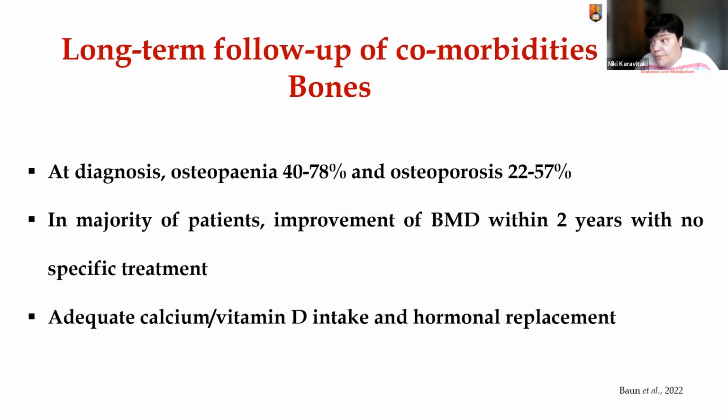How about bones? Osteopenia at diagnosis in up to 78% of the patients, osteoporosis in 22 to 57%. And in the majority of the patients, we see improvement of the bone mineral density within 2 years with no specific treatment. But we need to make sure that the patient has appropriate calcium and vitamin D intake and appropriate hormonal replacement. Not too much hydrocortisone replacement, steroid replacement, and of course, appropriate gonadal hormonal replacement if it is needed.